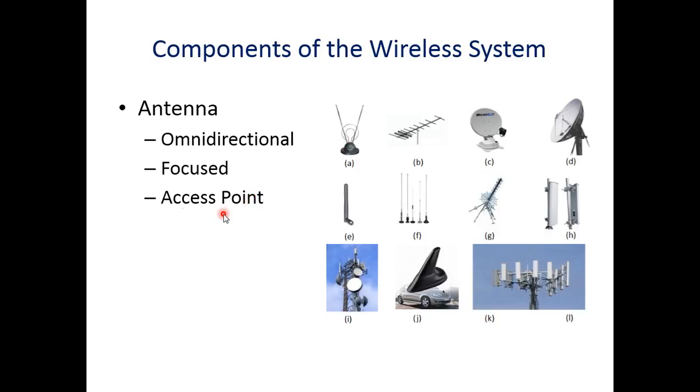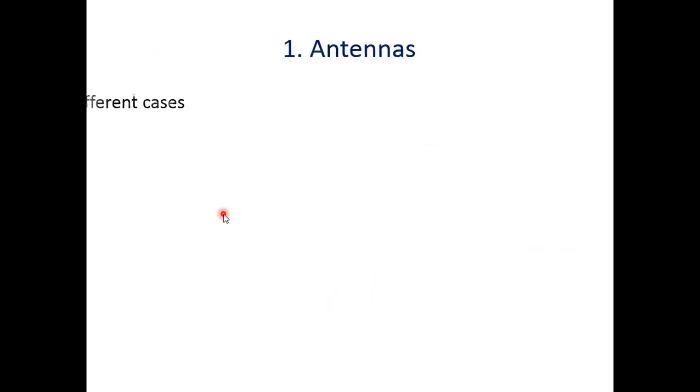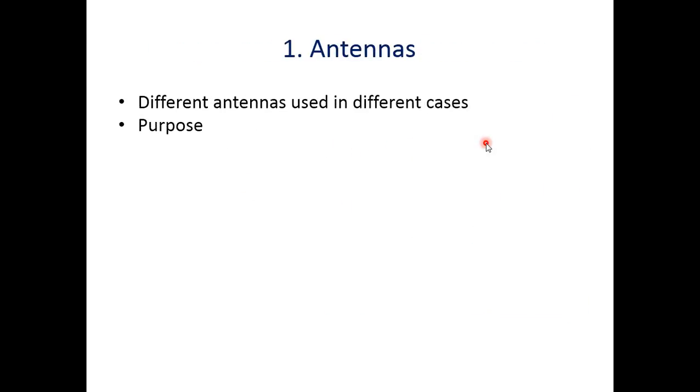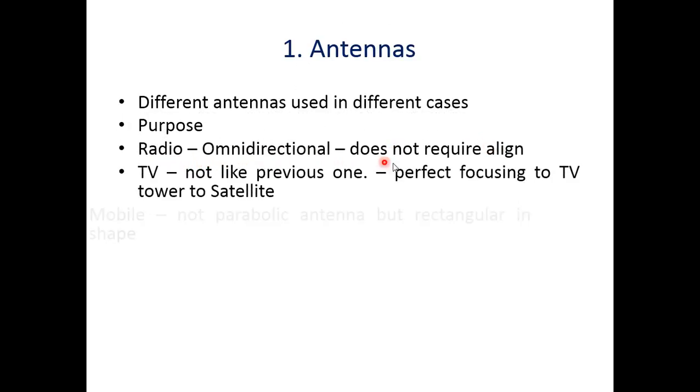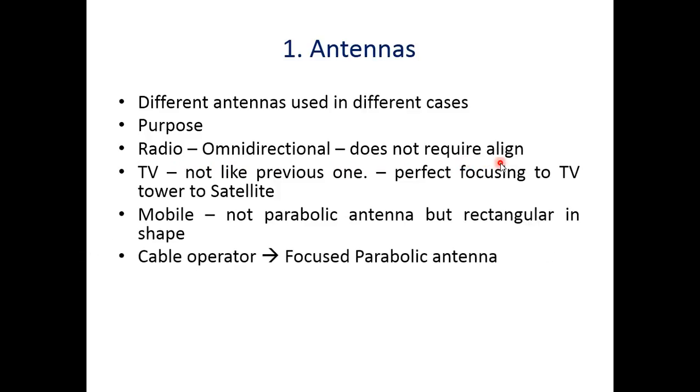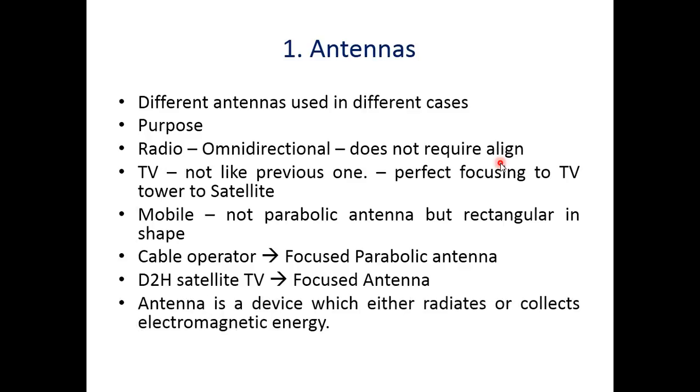And there is one more point, that is the access point. Let us see it now. Access point, different antennas are used in different cases based on the purpose. For example, radio antenna, that is omnidirectional, does not require any alignment, which means you can carry your radio anywhere in any direction without any alignment with the other sender antenna. There is no need, because omnidirectional itself says that it is 360 degrees. It is not like the previous one which we have recently discussed. It requires perfect alignment to the TV tower and the satellite. If it is not, then data communication cannot properly execute.